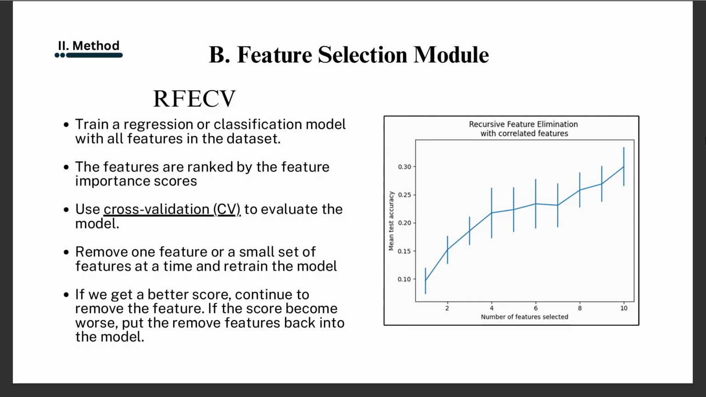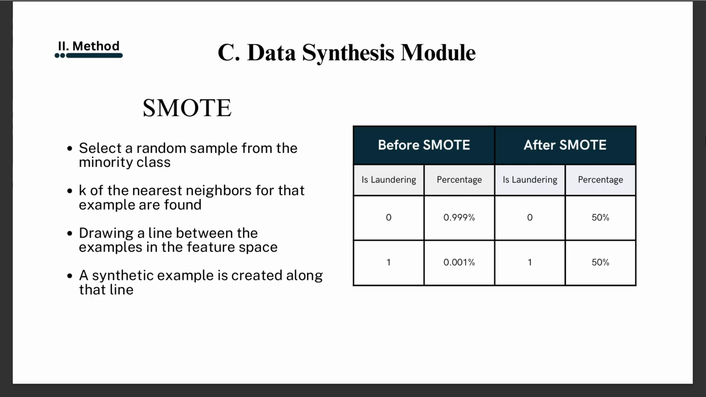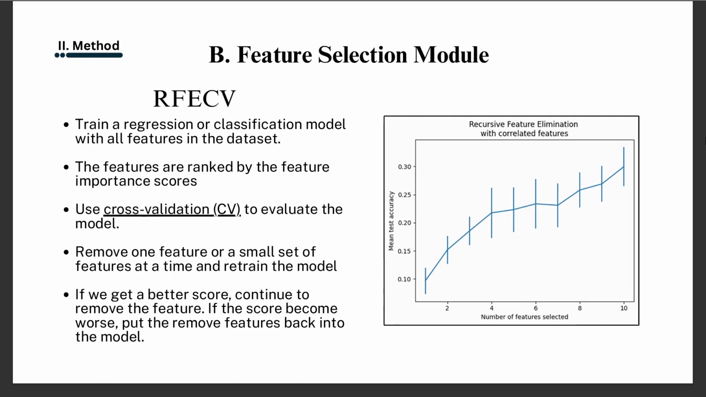In the feature selection module, we use RFE-CV to select important features. The RFE-CV method has two steps. In RFE, a regression or classification model is trained with all features in the dataset. Then the features are ranked by their feature importance scores. In CV, a small set of features is removed at a time, and the new datasets retrain the models until it finds the best subset. From the graph on the right-hand side, when selecting more features, the higher test accuracy we can get. So we still choose to use all 10 features for model training.